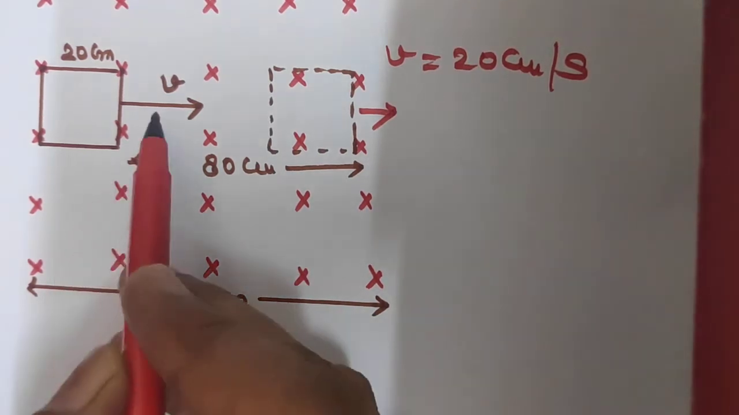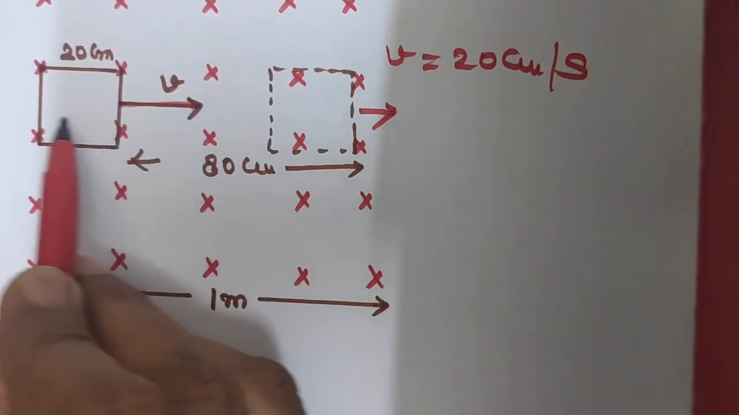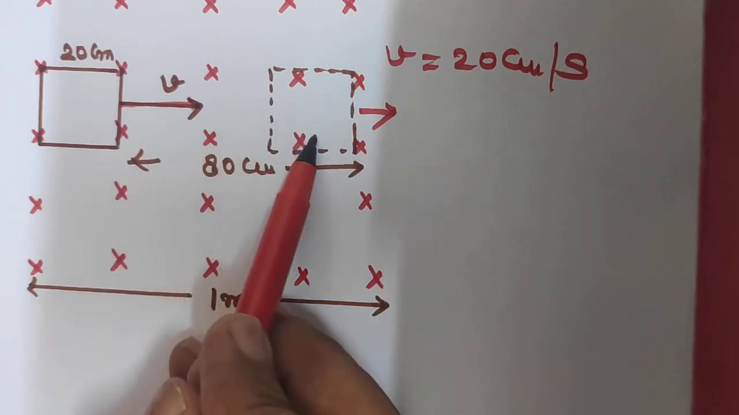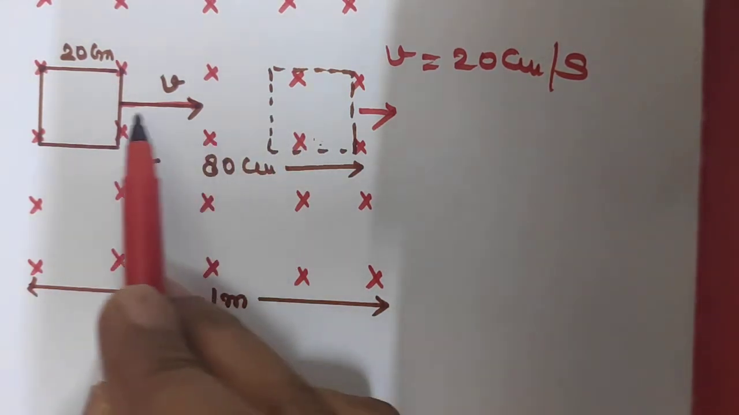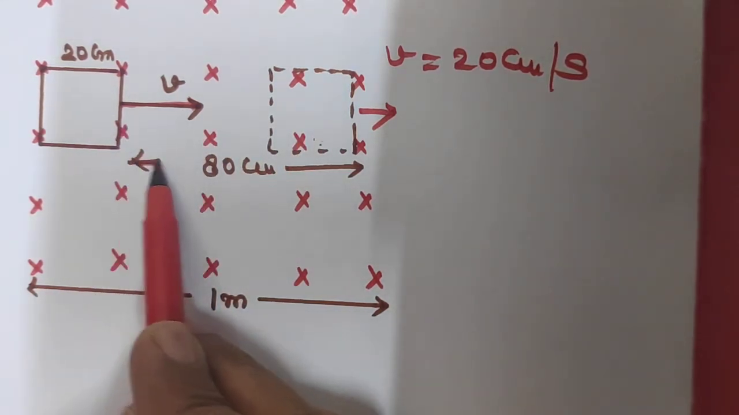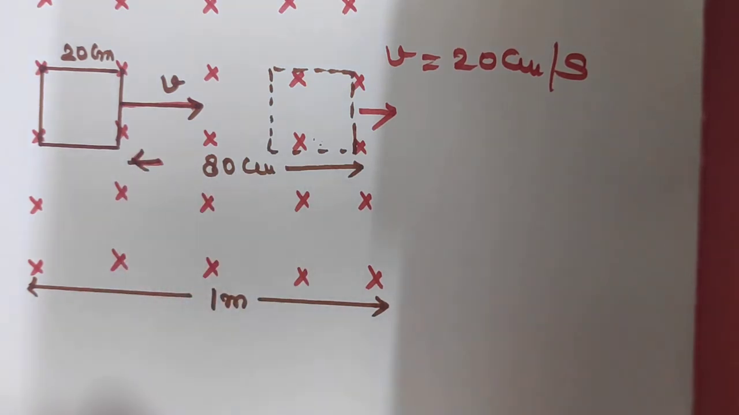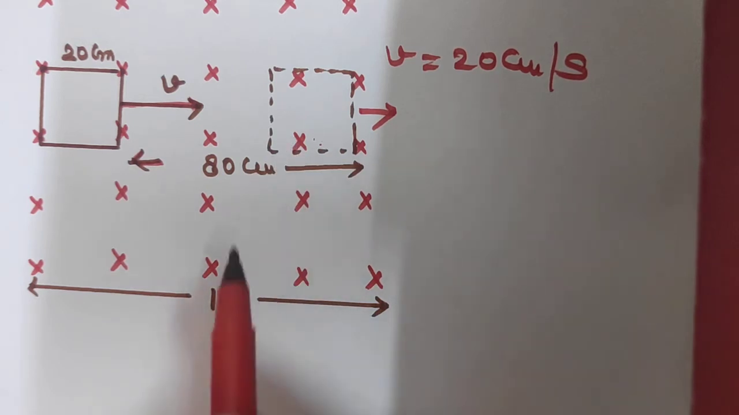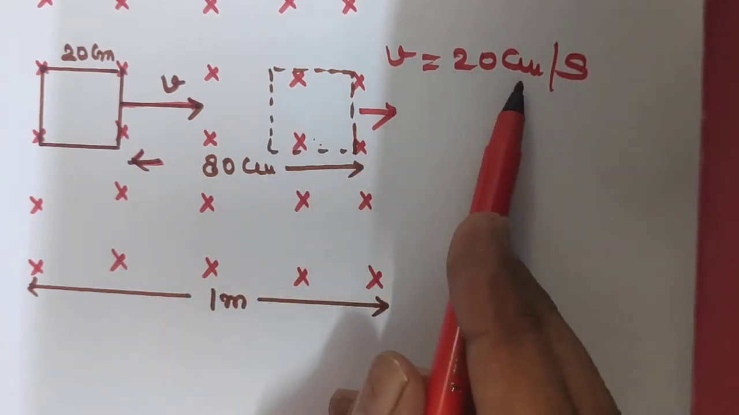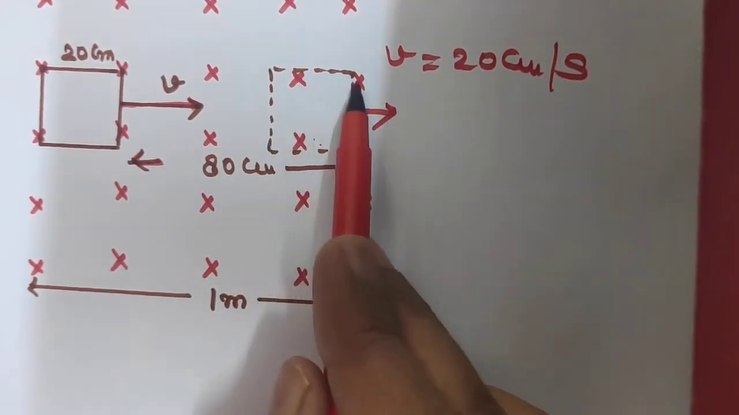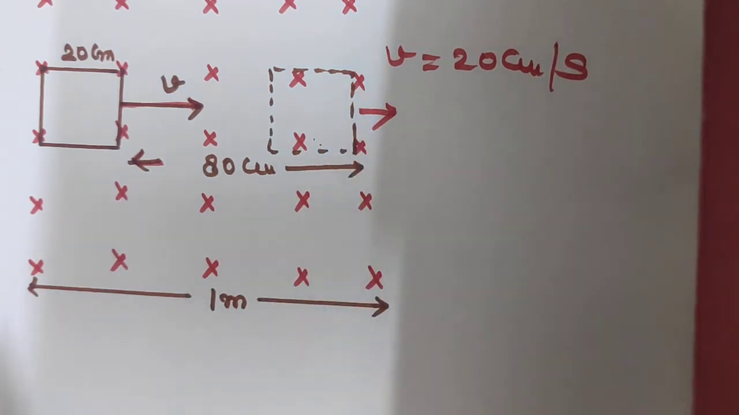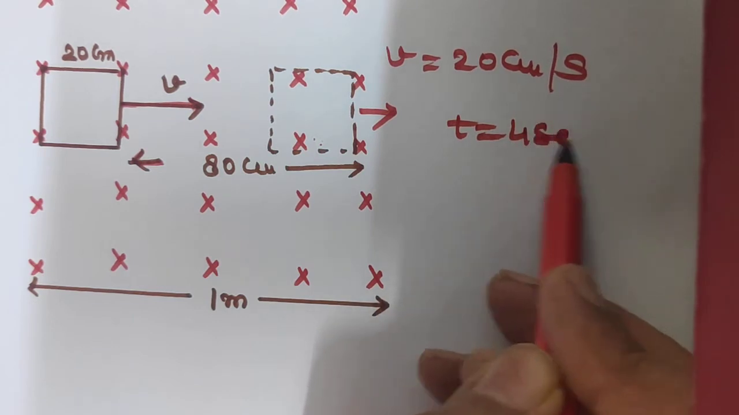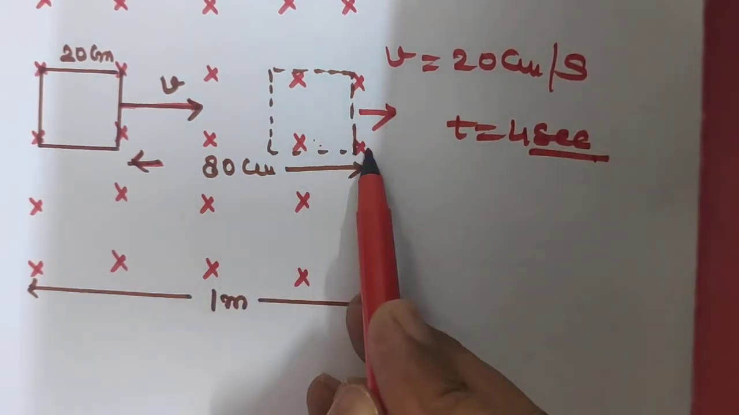When it is moving inside the magnetic field, there is no change in magnetic flux. How much distance will it cover? It will cover 80 centimeter. When it covers 80 centimeter at 20 centimeter per second, then at t equal to 4 second it will be here. Now after 4 seconds it will come out of the field.